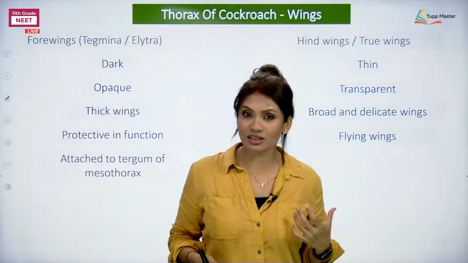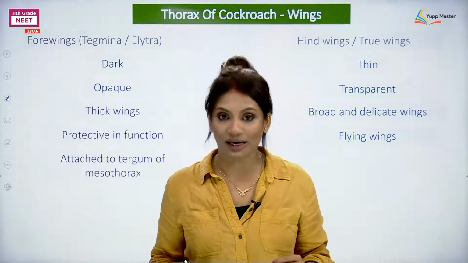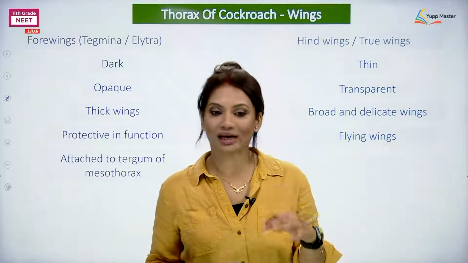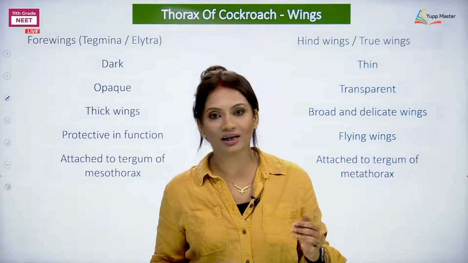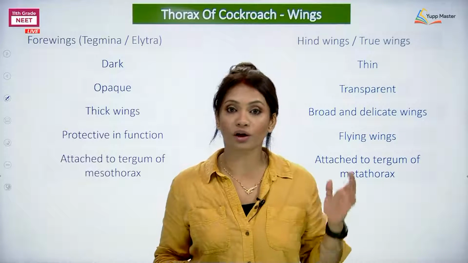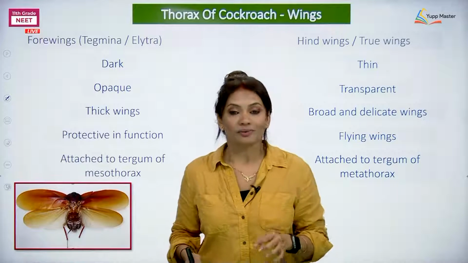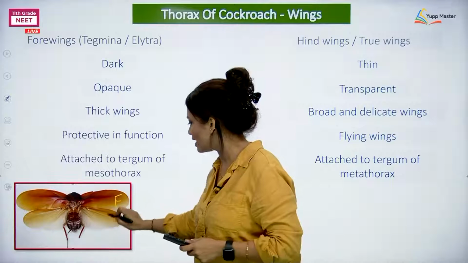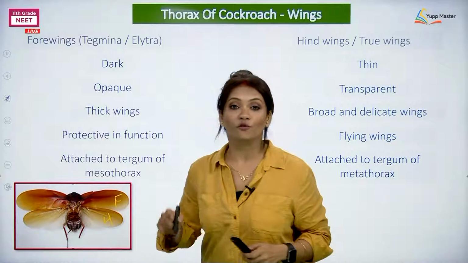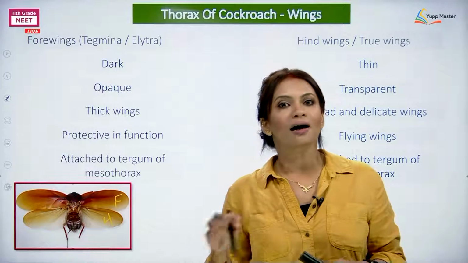We conclude the differentiation with the last point, which states where the wing is located. The forewing is located at the tergum of the mesothorax and the hind wing is located at the tergum of the metathorax. Alright, so I hope that sets things clear. This is basically the whole thing again. These are the forewings and these are the hind wings. Forewings are attached to the mesothorax, hind wings are attached to the metathorax.